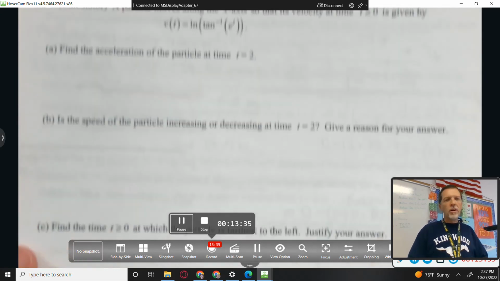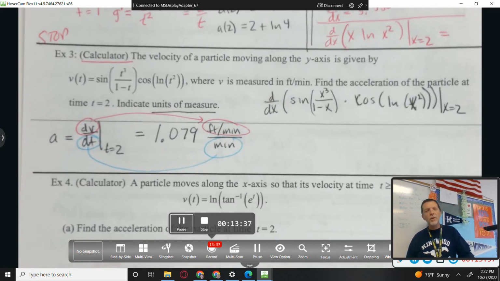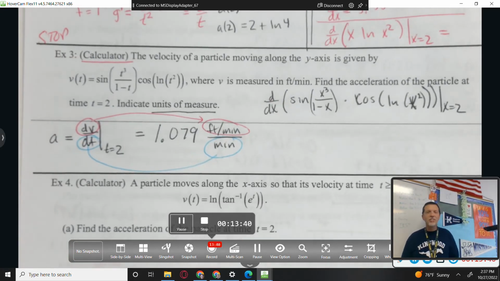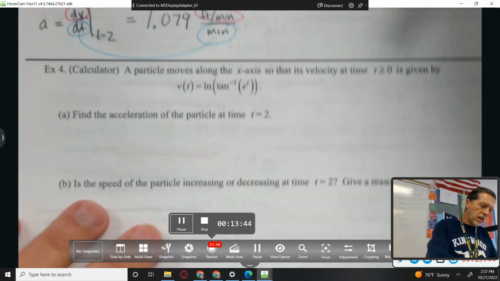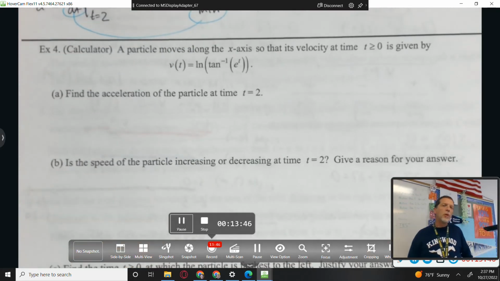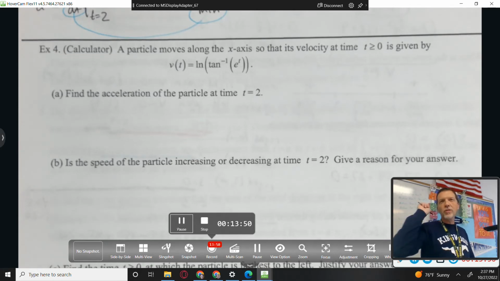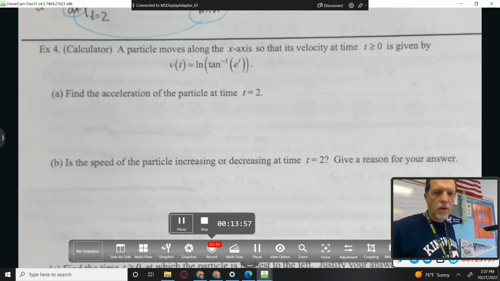Okay, number 4. Did everybody get to 1.079 eventually? Yes. Check with a neighbor and get the parentheses all spammed out, right? Number 4. Find the acceleration of the particle at time 2. So you can do that. You can find the acceleration at time 2. So try that. I'm going to press pause.